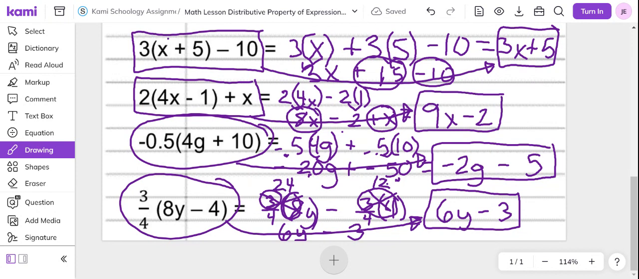So open your notebooks. We're going to glue this into the next open page after the previous lesson. Don't skip a page and go front to back or side to side.